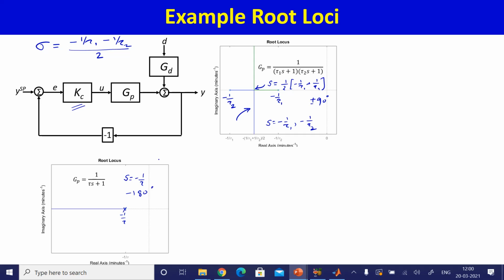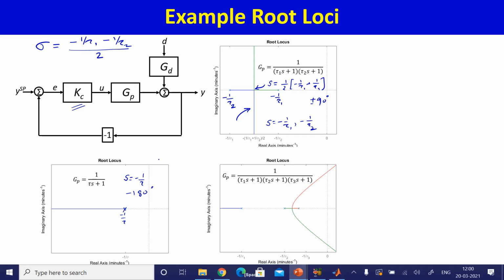Now let's look at a third order system, and so it's a third order root locus.